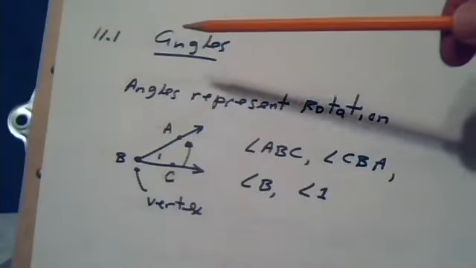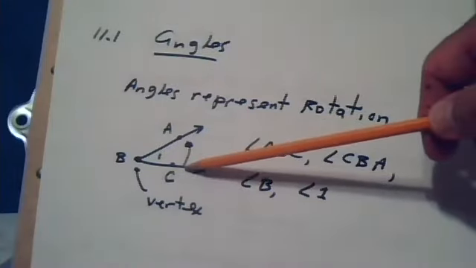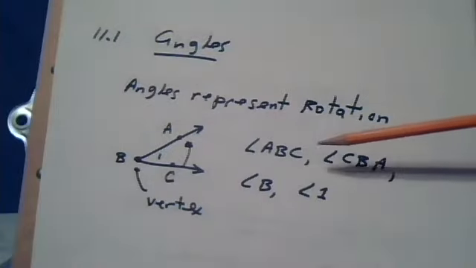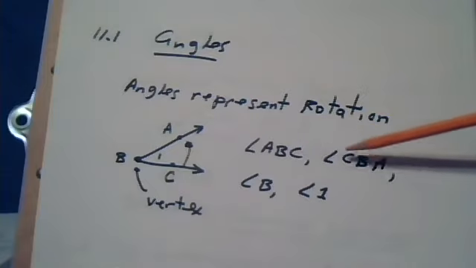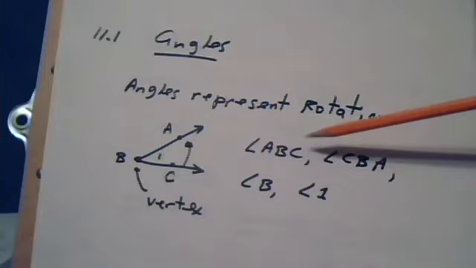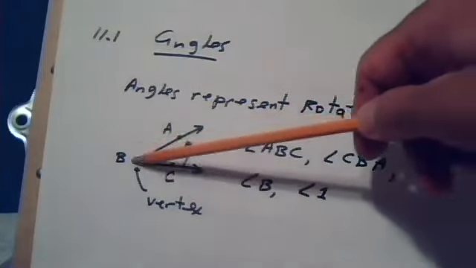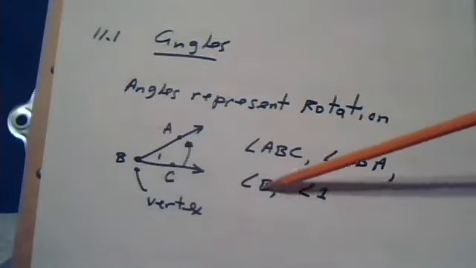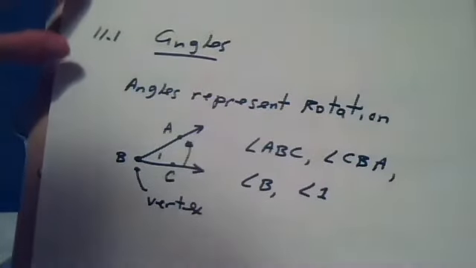Angles. Angles represent rotation. So it's the idea of rotation. This one's rotating counterclockwise. There are different ways to name an angle. Notice this angle can be called angle ABC, angle CBA, but either way, the B, the middle one, has to be the vertex where these two rays join and meet. This is the vertex. You could also call it angle B, or you could call it angle 1.